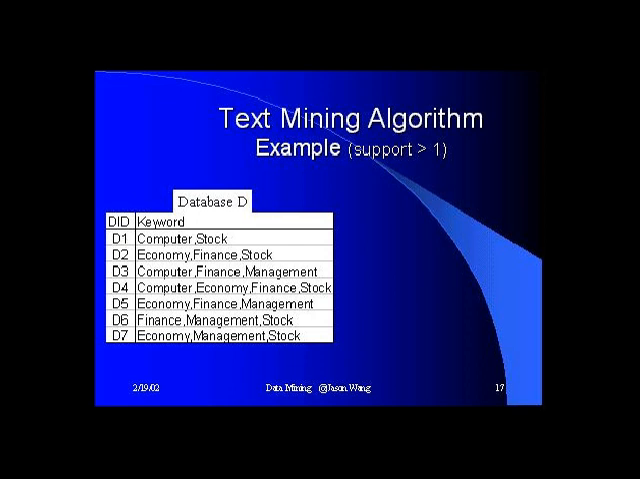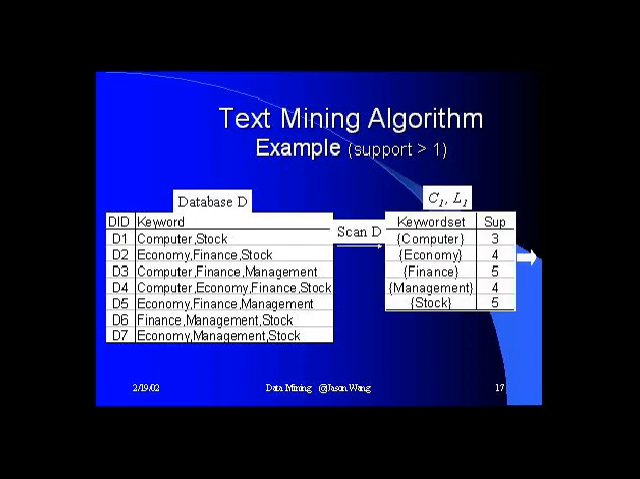And suppose that we are only interested in those associations whose support is greater than 1. At least the support must be 2 or 3 and so on. Then we generate 1 keyword sets, that is, those keyword sets containing only 1 keyword. These are very much like the 1 item sets that you have learned in the past. You generate these 1 keyword sets and you scan the database once to find their support.